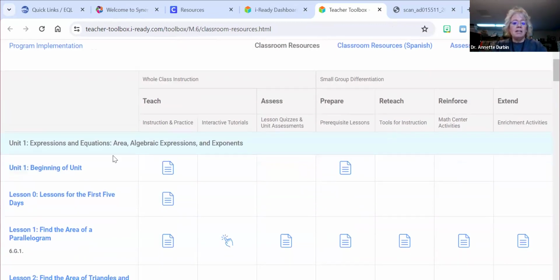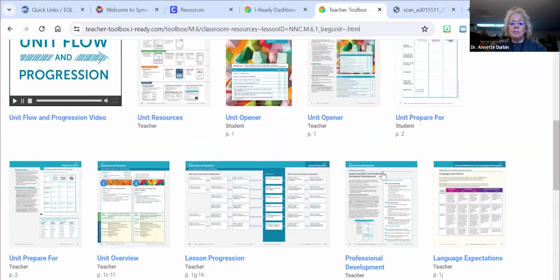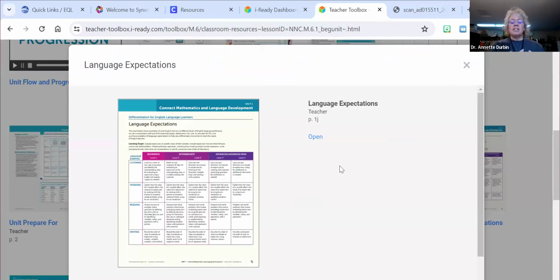I'm going to scroll down, and at the beginning of every single unit in our I Ready math program, you will be able to click on it, and you will find, scroll down a little bit, you'll find this purple box. Okay, and what I want to draw your attention to is that this here is focusing on the English language learners that you have in your classroom.